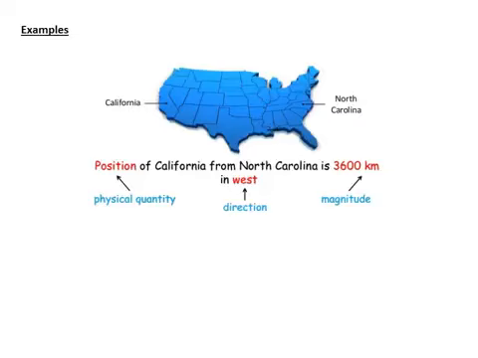Another example of a vector quantity is the position of California from North California: 3600 kilometers in the west. So 3600 shows the magnitude, and what will be its direction? Its position is in the west, which gives you the direction.